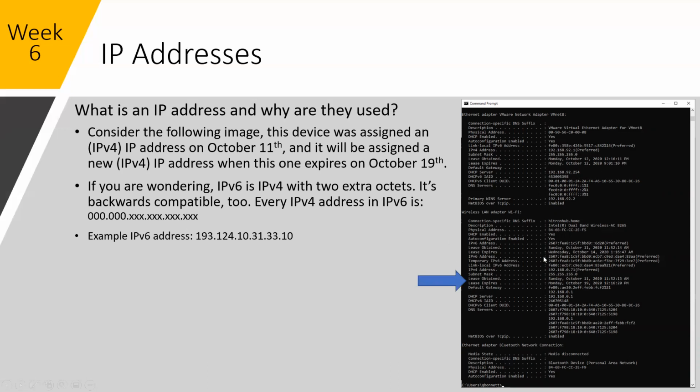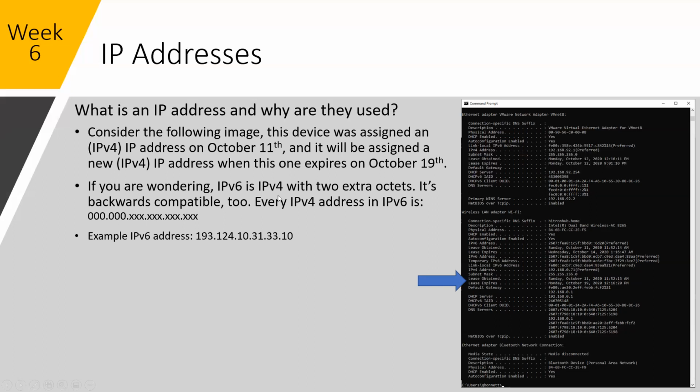IPv4 just means the 4-octet IP address that you'll see here highlighted: 192.168.0.71. IPv6 is a newer standard. They came up with it when they were concerned that the world was going to run out of IP addresses. So they came up with a new standard.